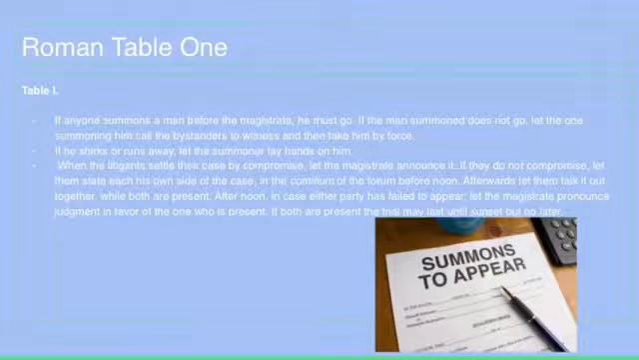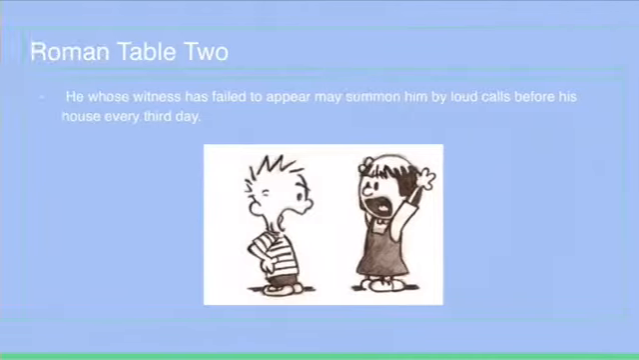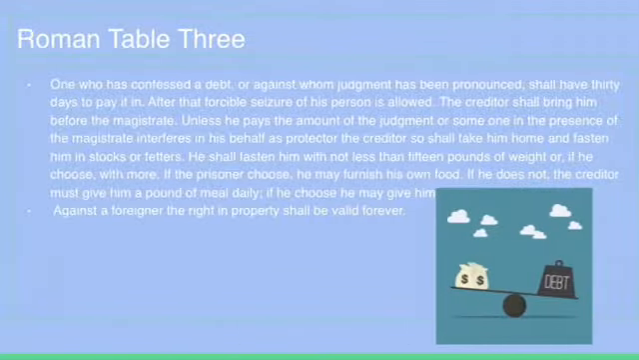If the suspect and the victim cannot figure out a compromise, then they must each state their side of the story. Then they will talk it out, hopefully coming up with a solution. If one does not show, then the other wins by default. The trial can only last until sunset. Table 2. If the witness does not come to court, then he can be called to every third day in front of his house. Table 3.